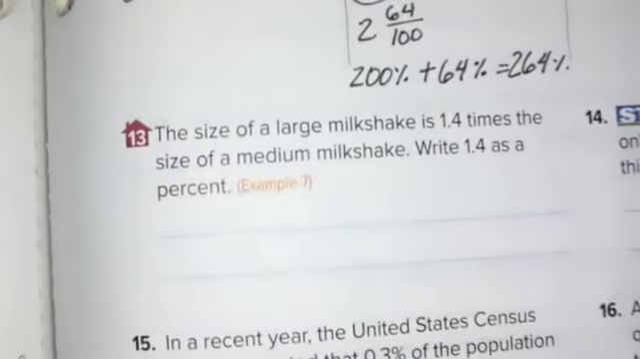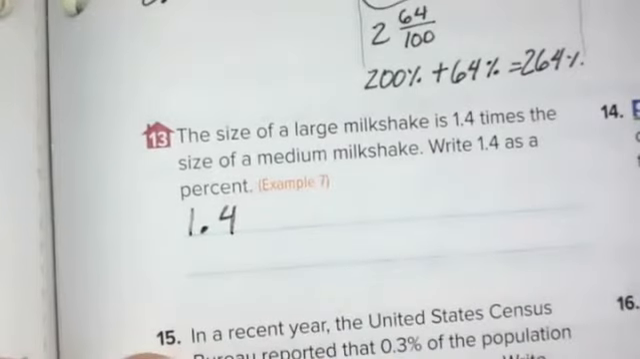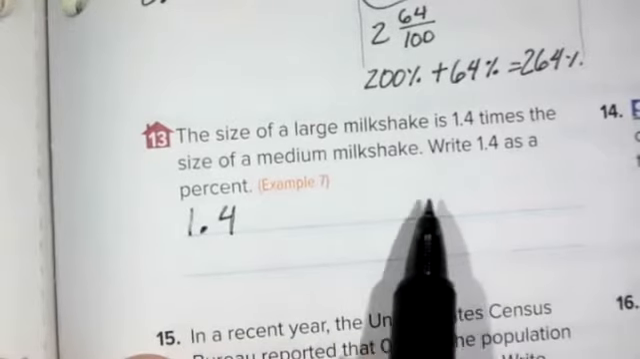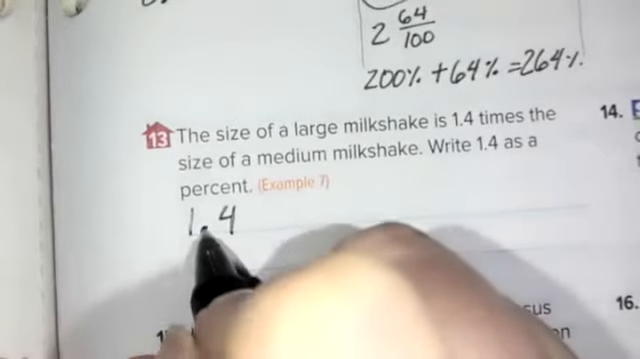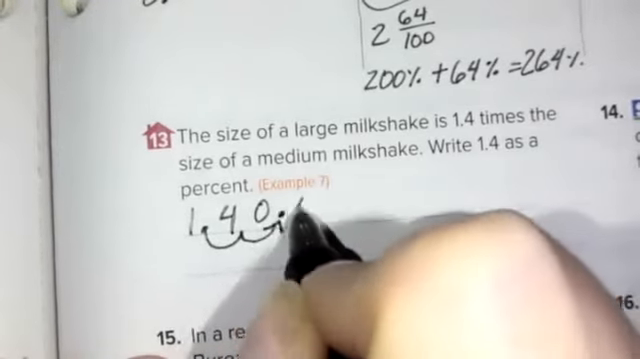The size of a large milkshake is 1.4 times the size of a medium milkshake. Write 1.4 as a percent. Okay, so 1 and 4/10, and I want to write that as a percent. You can do that fraction intermediate step if you'd like to see it scaled up to hundredths, or you can just move your decimal 2 places to the right and add the percent sign.